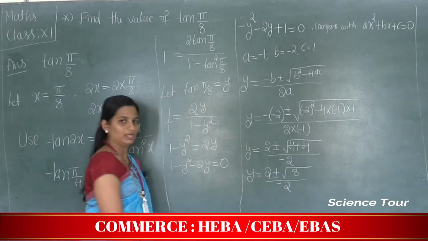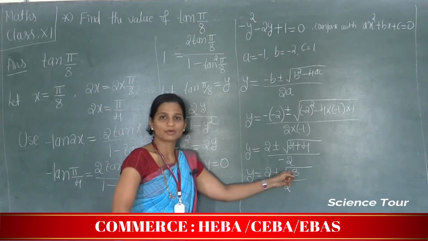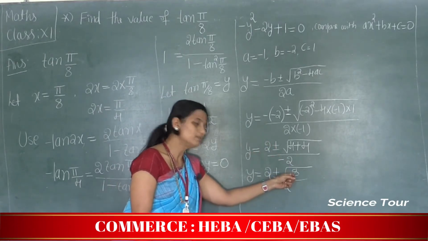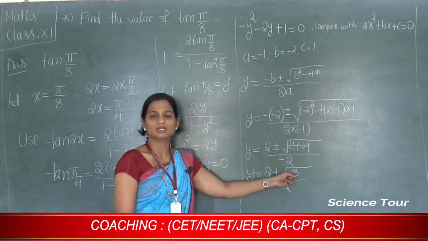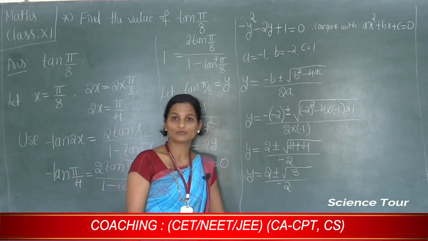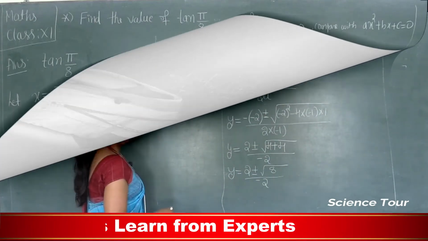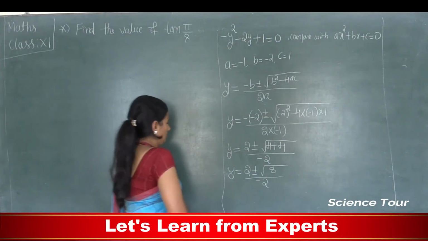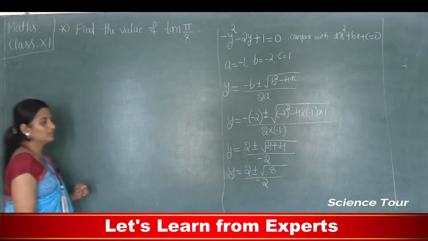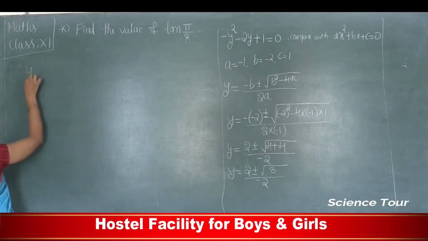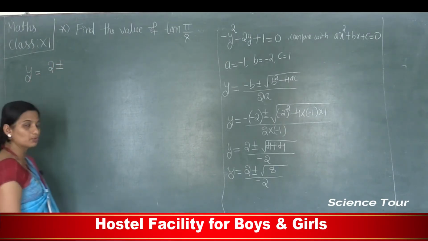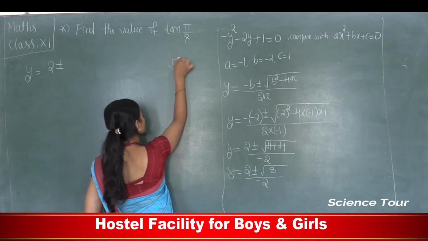Is the square root of 8 a perfect square number? No, it is not a perfect square number. But you can split this square root of 8. How can we split this? 4 into 2, right? We can split this as 4 into 2. Y is equal to 2 plus or minus the square root of 8 divided by minus 2. So how to find the square root of 8?